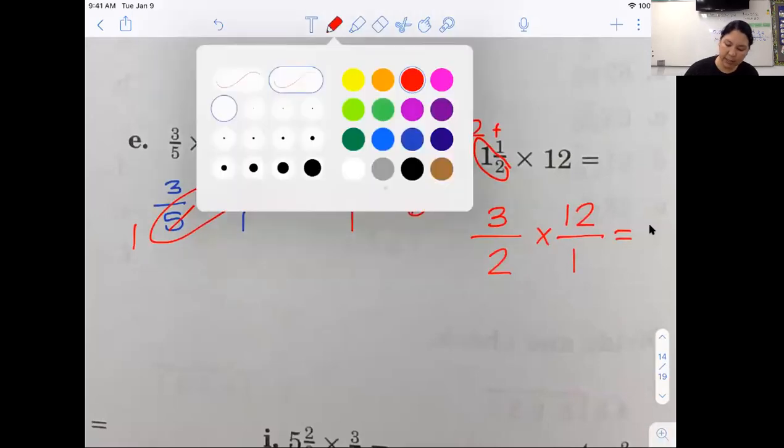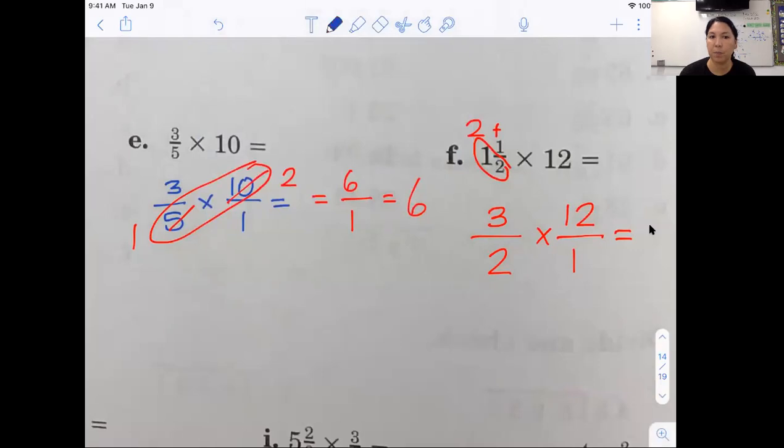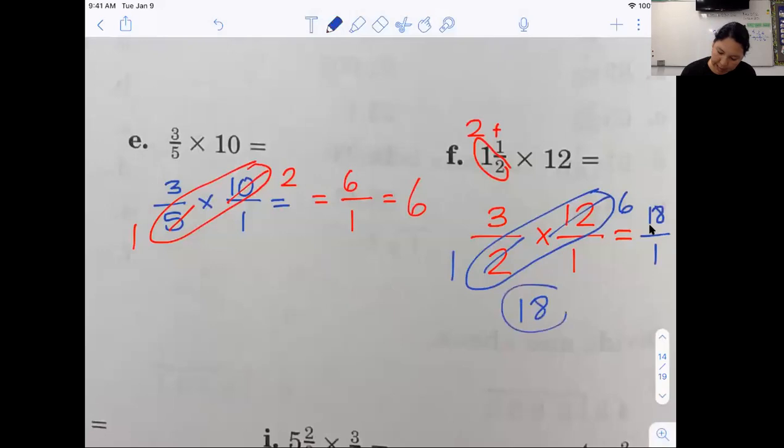Okay, does anyone see something I can cross cancel? The 2 and the 12. What can go into 2 and 12? 6. Oh, Ms. Rose is giving the answer. What can go into 2 and 12? 2. How many 2s can go into 2? 1. How many 2s can go into 12? 6. There we go. Okay, let's multiply. Top times top, bottom times bottom. What's 6 times 3? 18. And 1 times 1 is 1. So 18 over 1 is the same thing as 18.